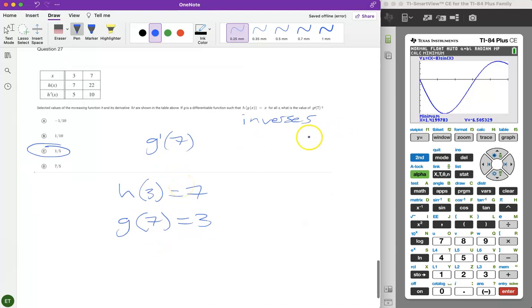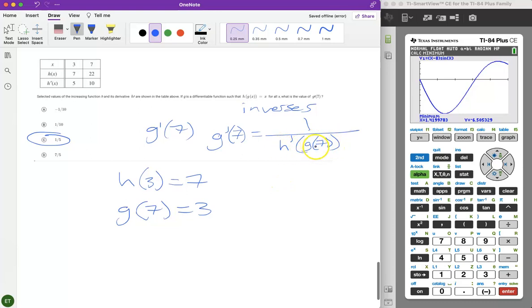We also have the more formal way of doing this, which is that if they're inverses, we could find g prime of 7 by doing 1 over h prime of g of 7, which is essentially saying, well, go backwards. So g of 7, since h of 3 is 7, when g is its inverse, g of 7 is 3. So we're just looking for the reciprocal of h prime of 3. Well, h prime of 3 is right here in the chart, 5, so it'll be 1/5. Hope this helps. Two quick ones there.